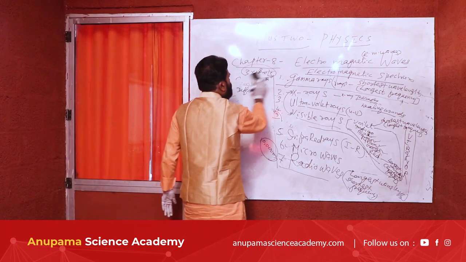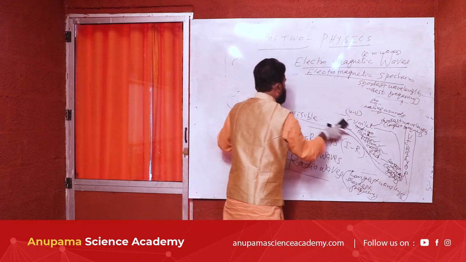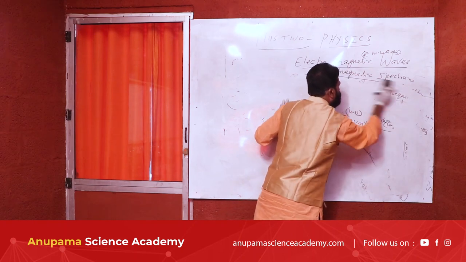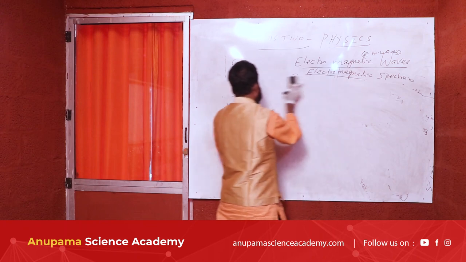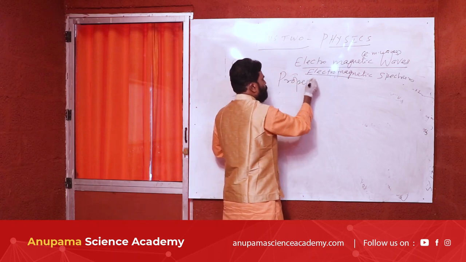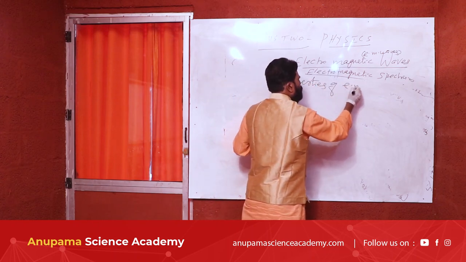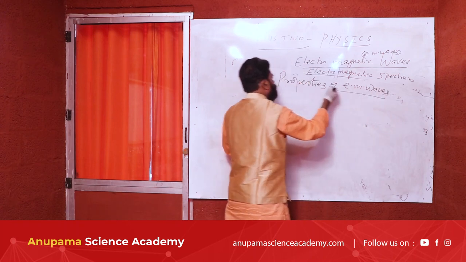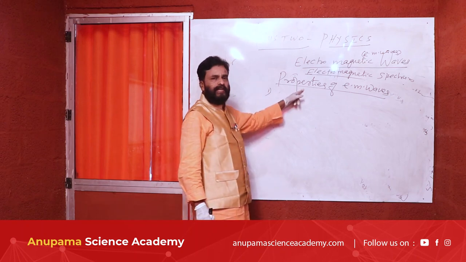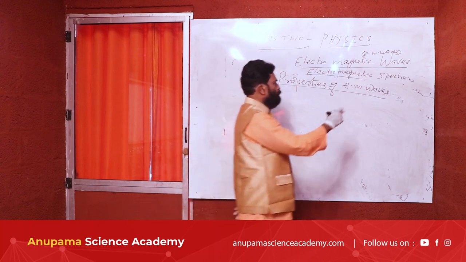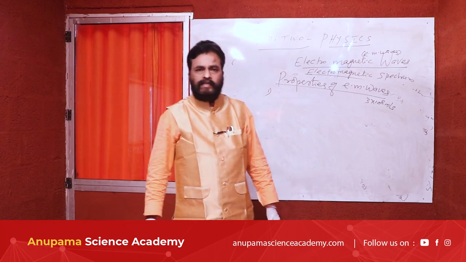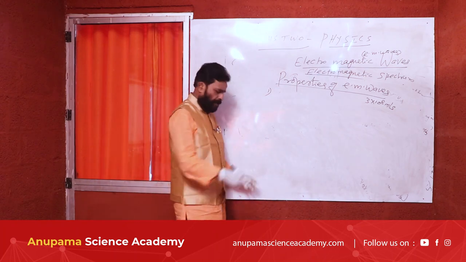We can discuss next some properties of electromagnetic waves. Properties of EMWs. First property, EMWs travel in a straight line with a speed of 3 × 10⁸ meter per second.